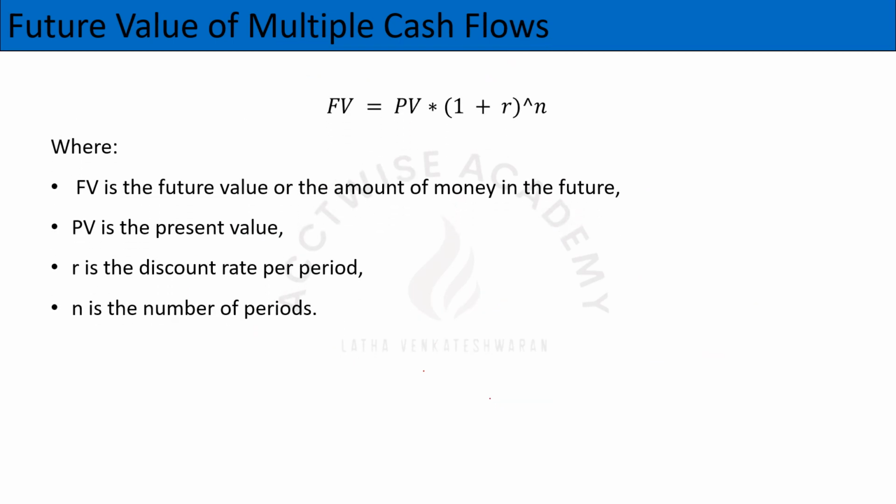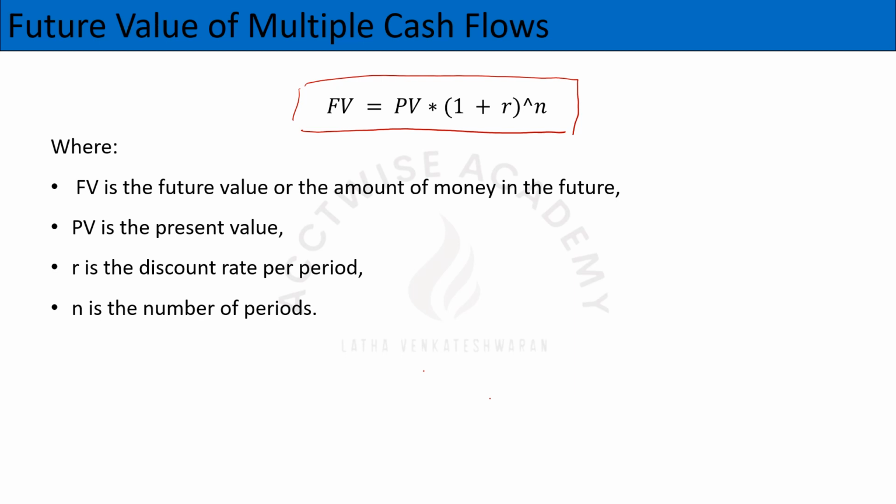The formula for finding out the future value of multiple cash flow is the same as we had used for single cash flow. See here, FV is equal to PV into 1 plus R the whole power n. Did we not use the same formula for single cash flow? Yes, we had used the same formula. I recommend you watch the videos of present value of single cash flow and future value of single cash flow before proceeding to the multiple cash flow. The link of the video I will be sharing in the description box. Do watch the video.